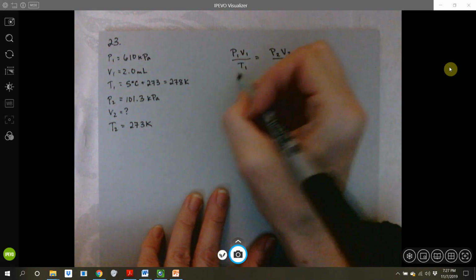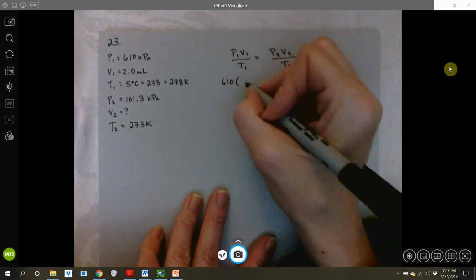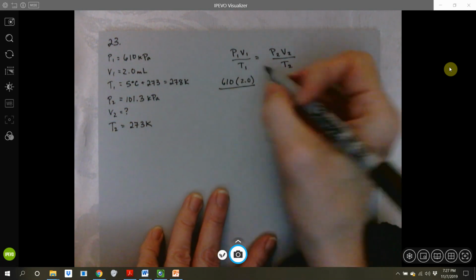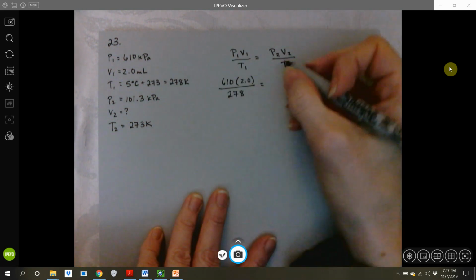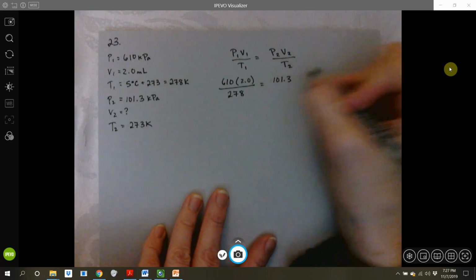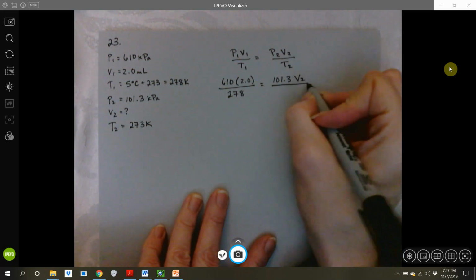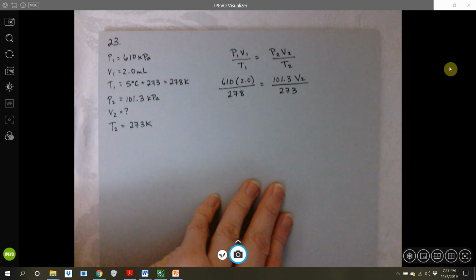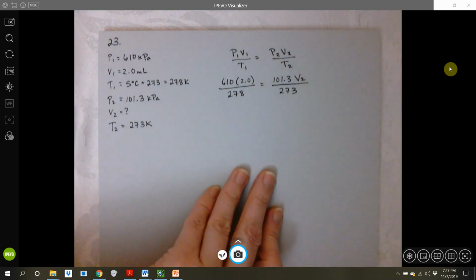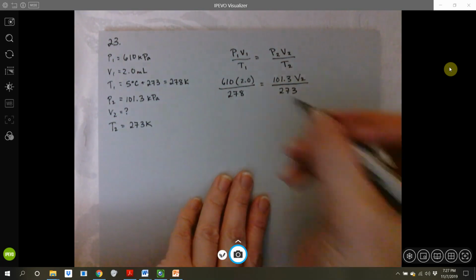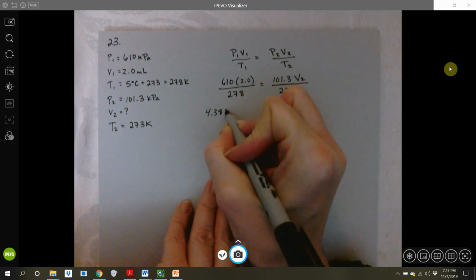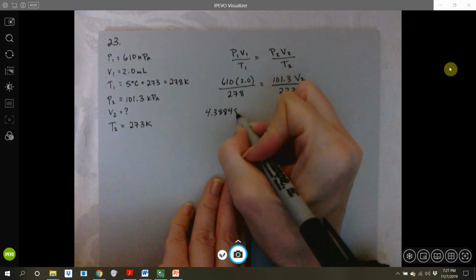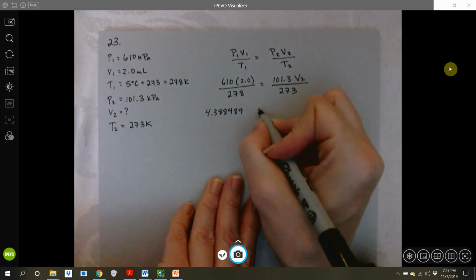Our P1, we'll start subbing in some numbers. So P1 is 610, V1 is 2.0, our T1, 278. Our P2 is 101.3, V2 we don't know, and we'll put 273 on the bottom there. So let's do a little bit of calculator work at this stage so that we can say 610 times 2 divided by 278. So we've got 4.388489. We want to keep lots of decimals, because we're in the middle of the question, right?